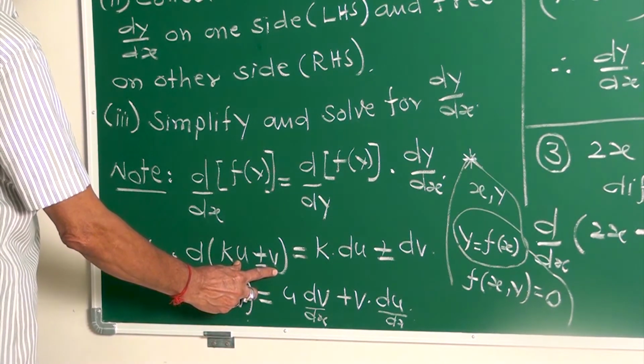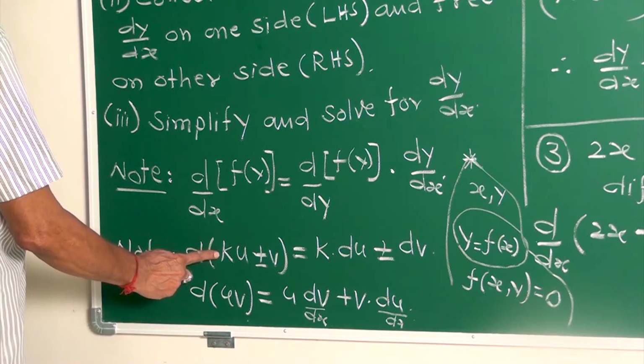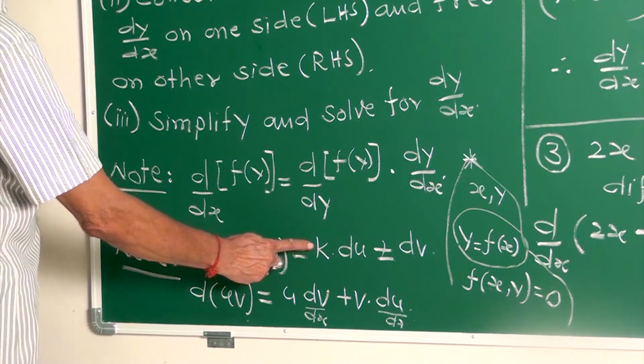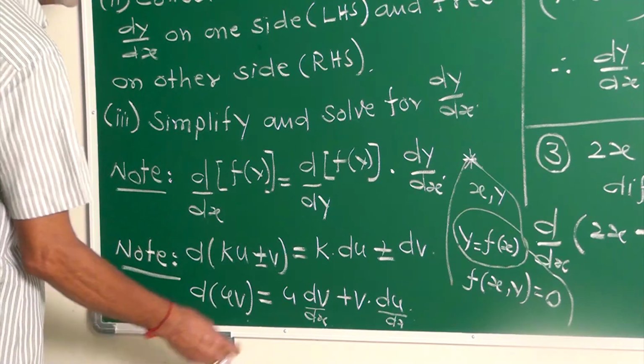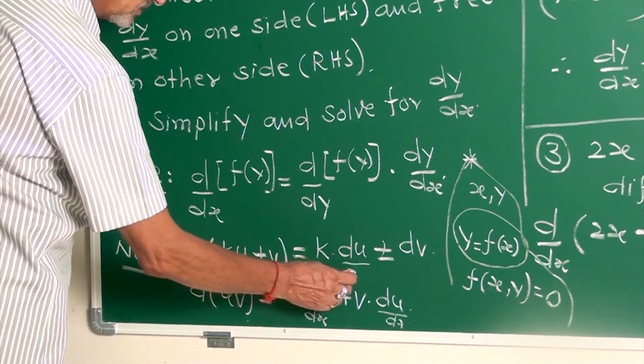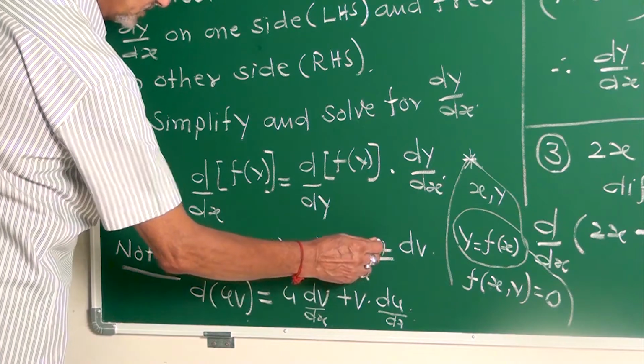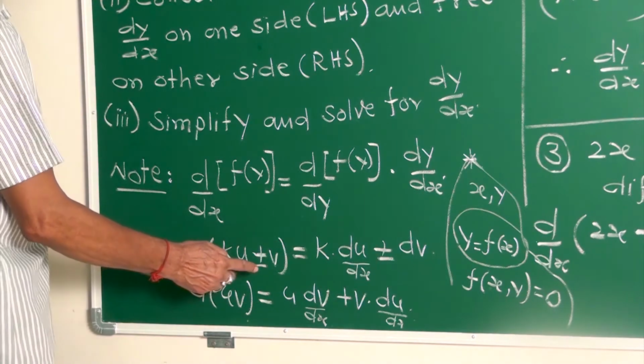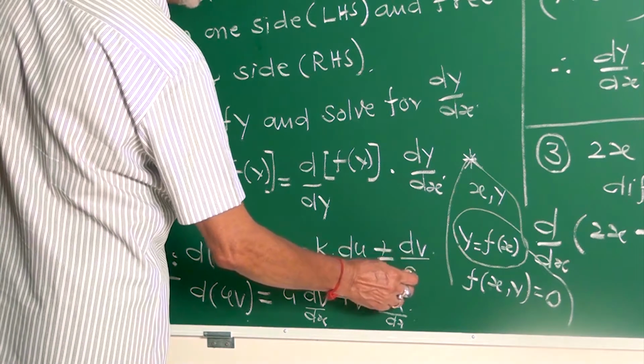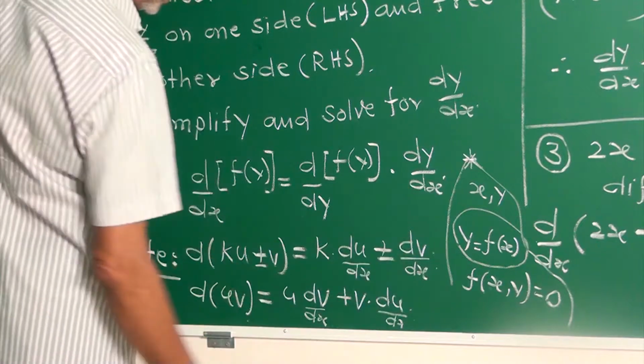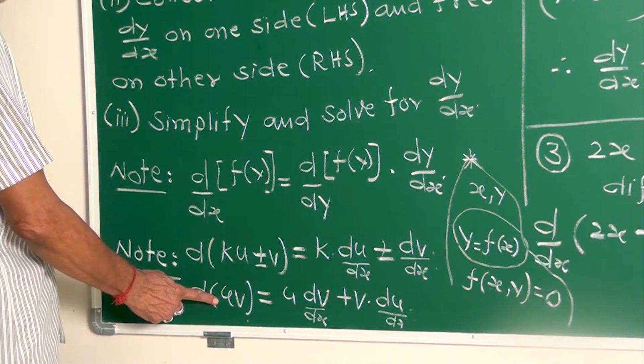U and v are functions of x. Constant coefficient remains as it is. K into derivative of u with respect to x. Plus is plus, minus is minus, then derivative of v with respect to x. This is a product formula.